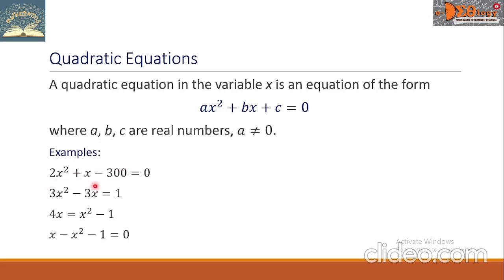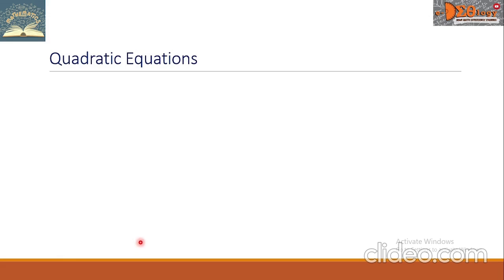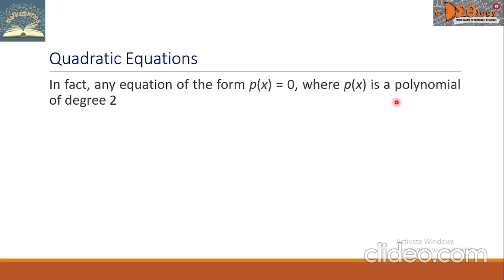Examples: 2x squared plus x minus 300 equals 0. 3x squared minus 3x equals 1. 4x equals x squared minus 1. x minus x squared minus 1 equals 0. In fact, any equation of the form p of x equals 0, where p of x is a polynomial of degree 2, is a quadratic equation.